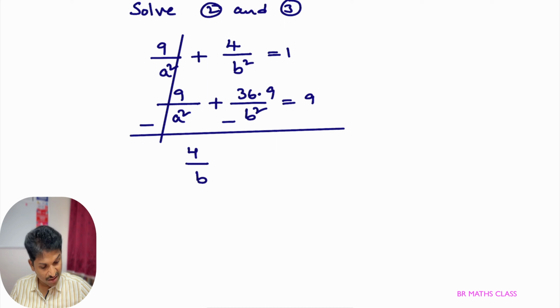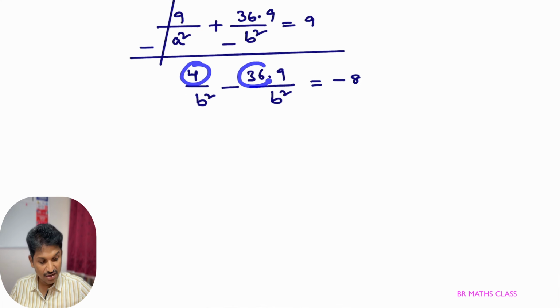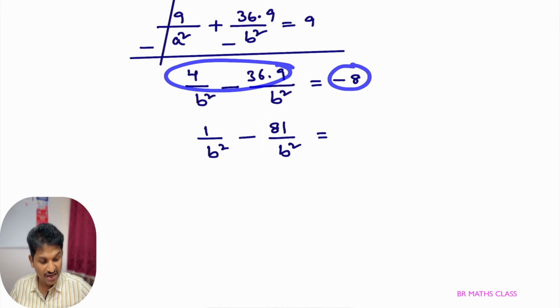Now what is remaining? 4 divided by b square minus 36 into 9 divided by b square equal to 1 minus 9, which is minus 8. You will get like this. Now here 4 is there, here also 4 is there, 4 9s are 36. I'll take 4 common and that 4 will get cancelled here. I'll write one more step. What I'll get here? 1 by b square minus 81 divided by b square, as we take 4 common, 9 9s are 81, equal to, that 4 we take common on the right-hand side also gets cancelled, so you will get minus 2.